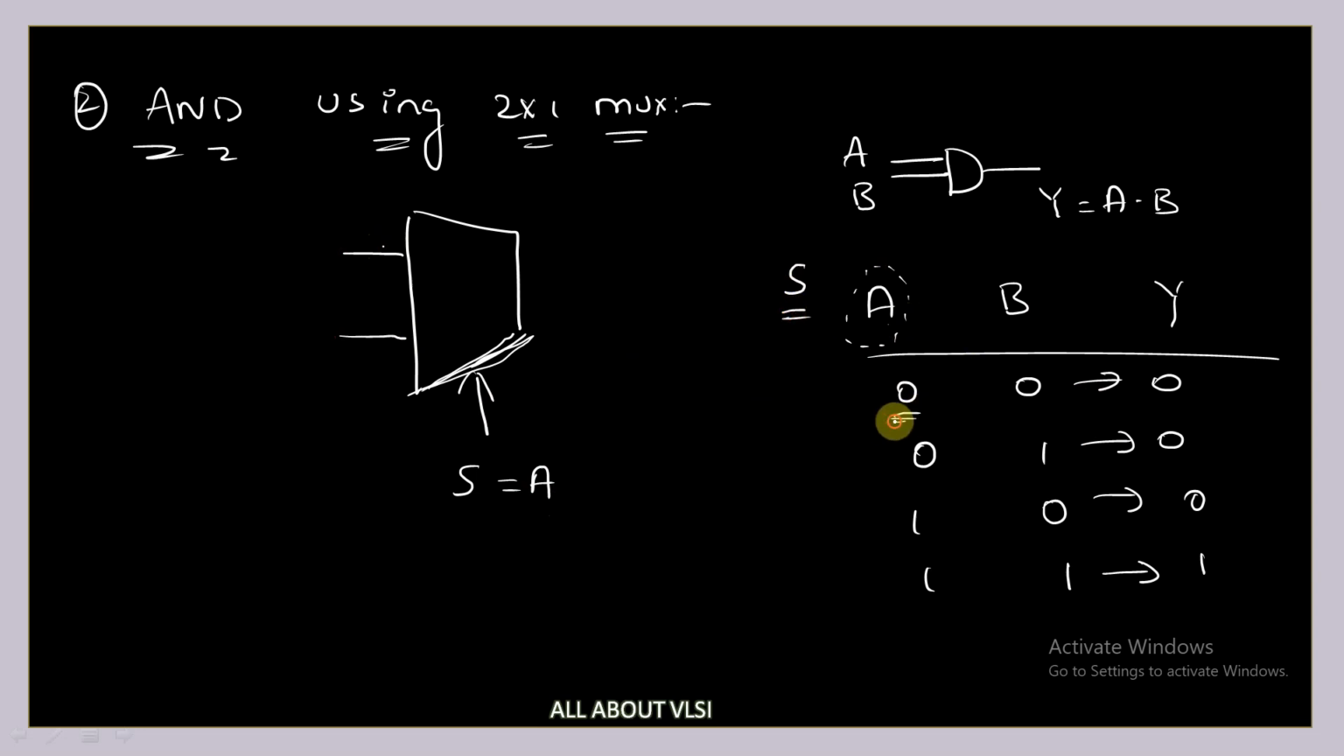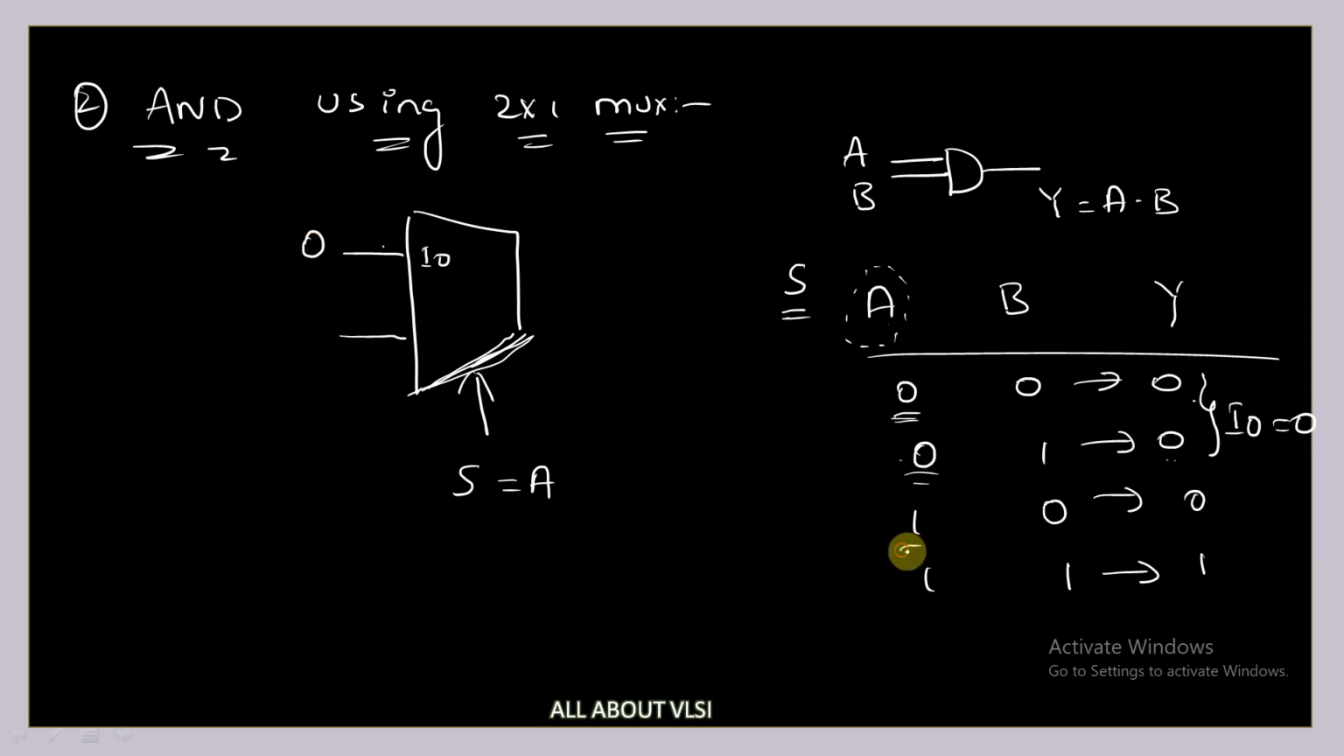Now if my select line is equal to 0, at my output I am simply getting 0. Whatever may be the value of B, if the select line is equal to 0, your output is 0 only. That means my I naught value is equal to 0, since my output is constantly 0. So this is my I naught and I am going to connect 0 at the first pin.